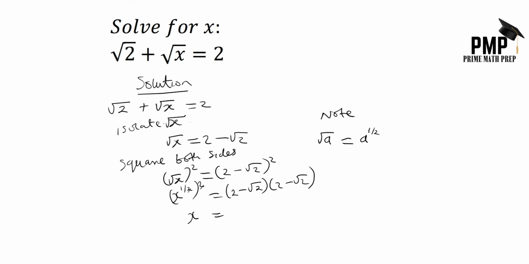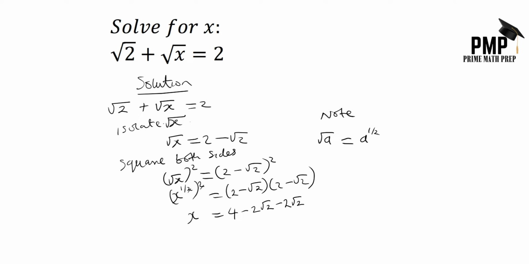x, expand this, 2 times 2 is 4. Use the same 2 to multiply this negative root 2. 2 times negative root 2 will give us negative 2 root 2. Negative root 2 times 2 will still give us negative 2 root 2.